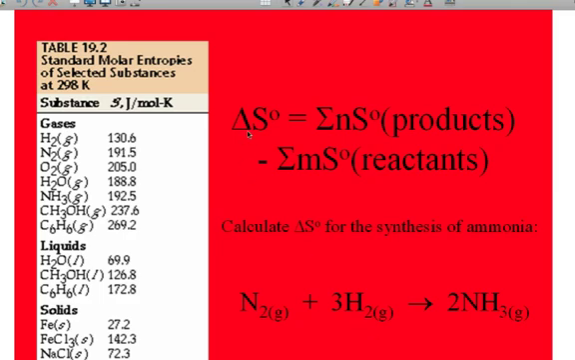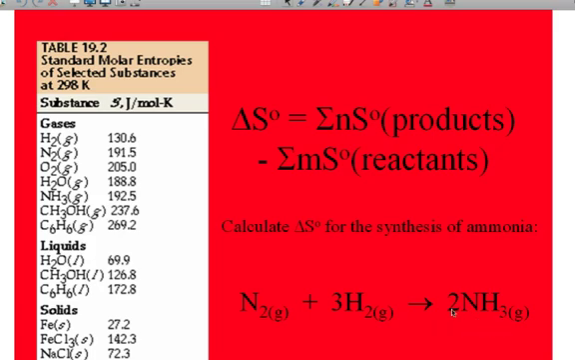So we're going to end up doing the same thing we did for delta H. For delta S, it's going to be the sum of the products minus the sum of the reactants. So when we look in the back of the book, now we're going to be looking at our S values, our disorder values. I would like you to calculate the delta S for the synthesis of ammonia. If you'll remember, we said earlier, we have 4 molecules turning into 2 molecules, so it's becoming more orderly. So I'm going to predict that the delta S value will be negative.